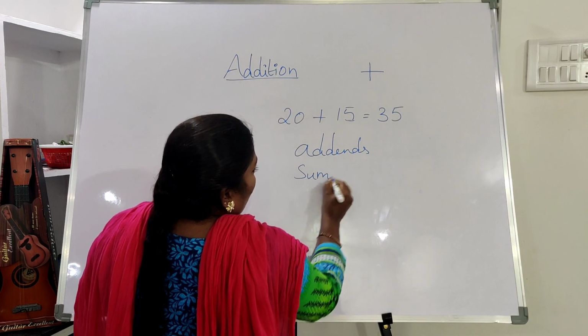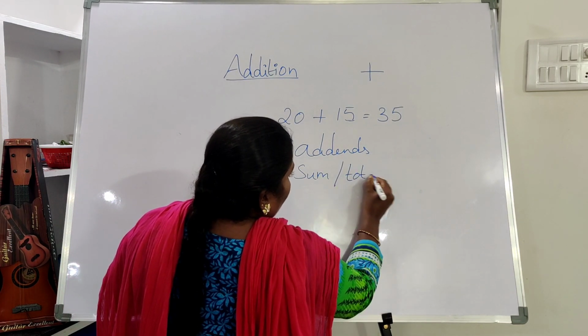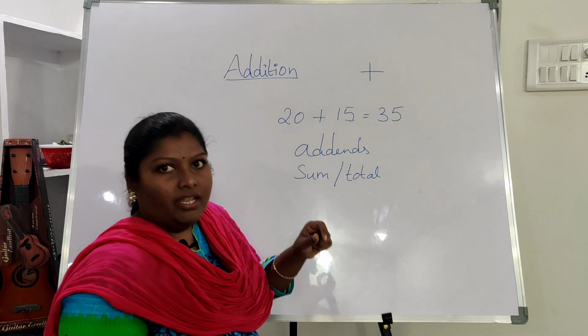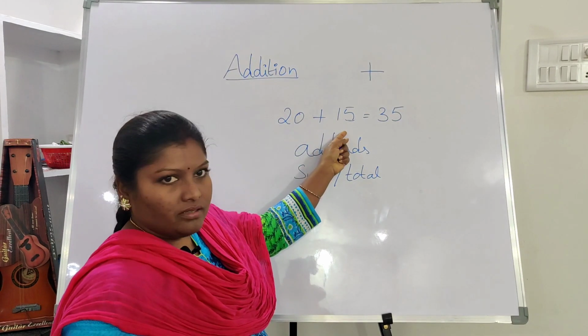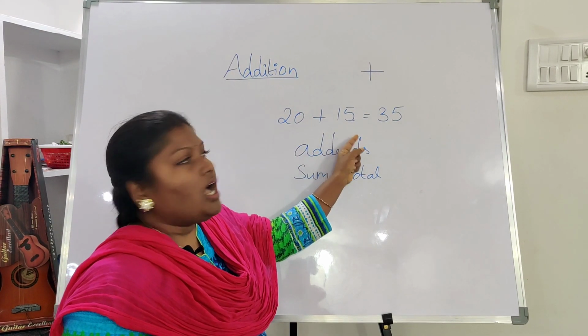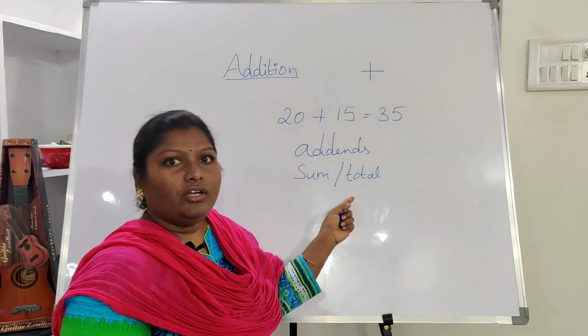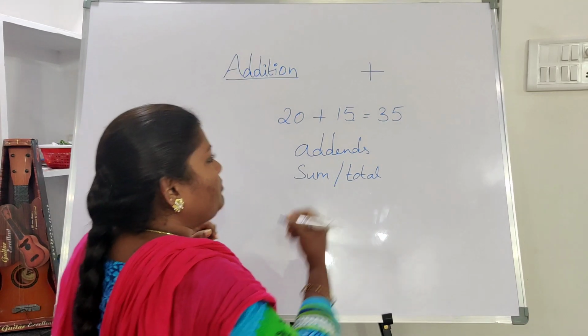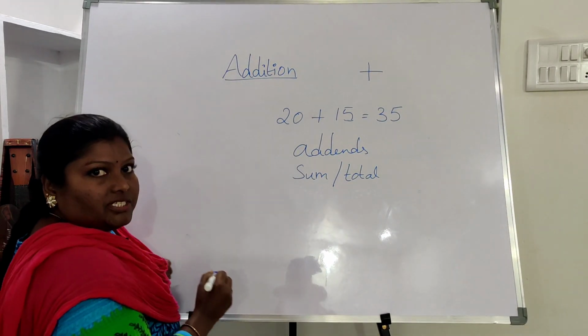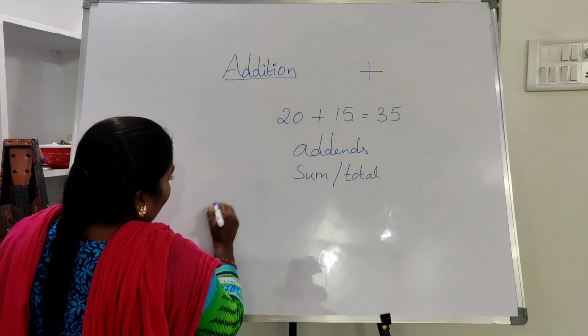I'll repeat once again. The numbers which we add are called addends and the result is called sum or total. Yes, so let me continue with the next operation, that is subtraction.